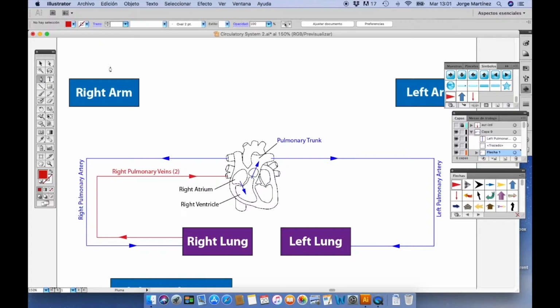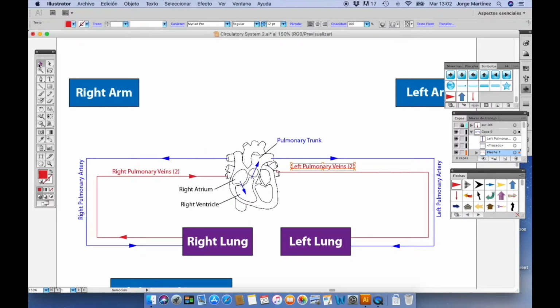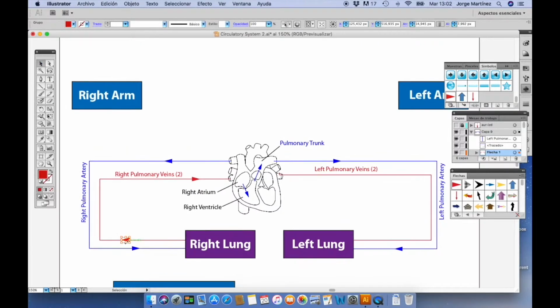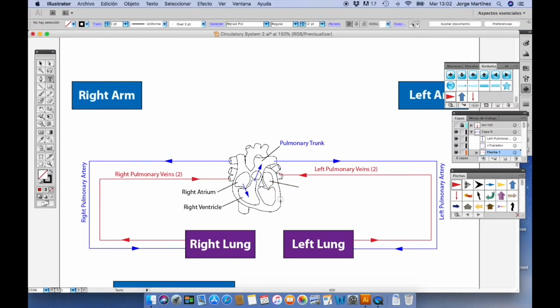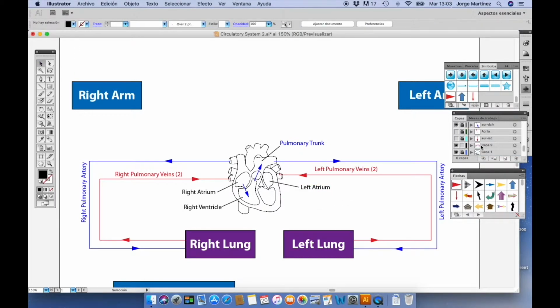In a similar way, the blood from the left lung returns to the heart through the left pulmonary veins, and there are also two left pulmonary veins. The right and left pulmonary veins end up in the left atrium. When the left atrium contracts, it sends the oxygenated blood to the left ventricle.